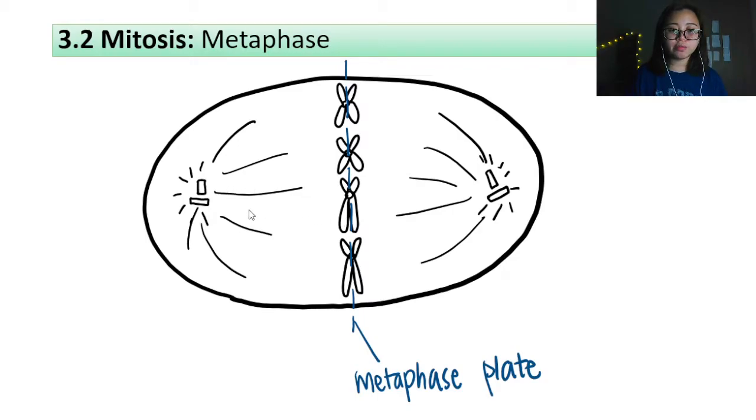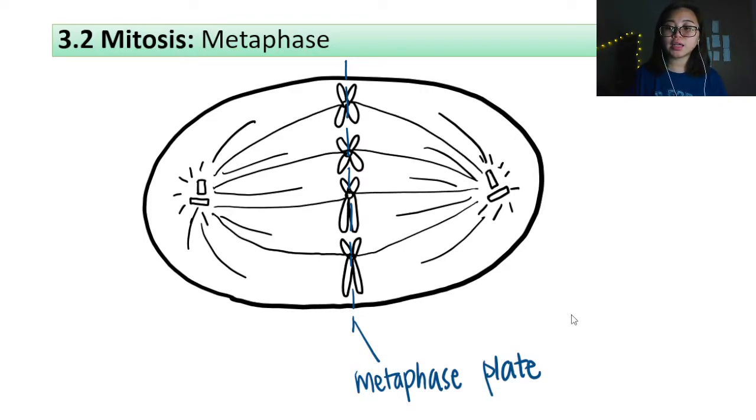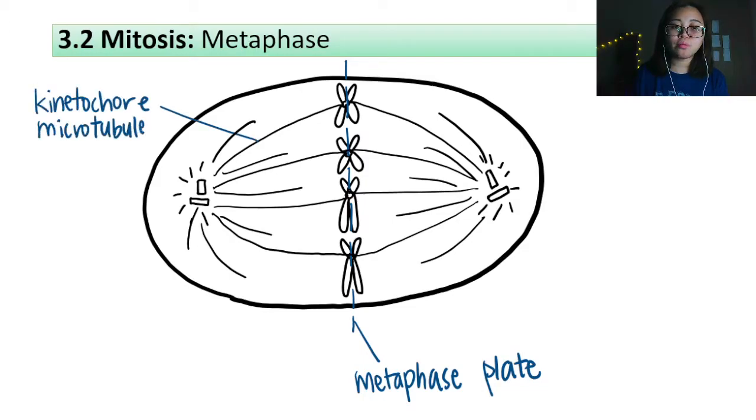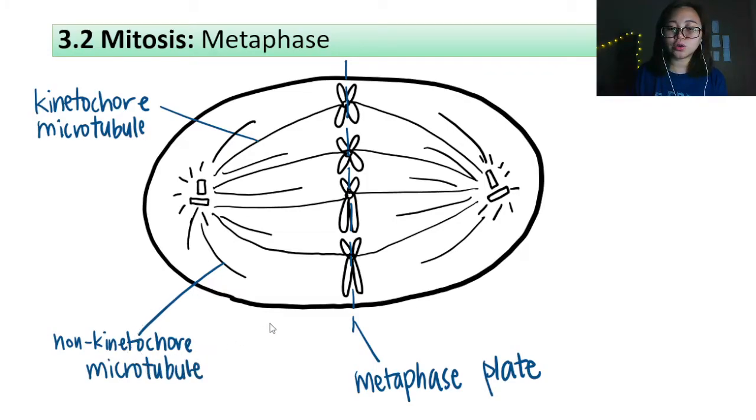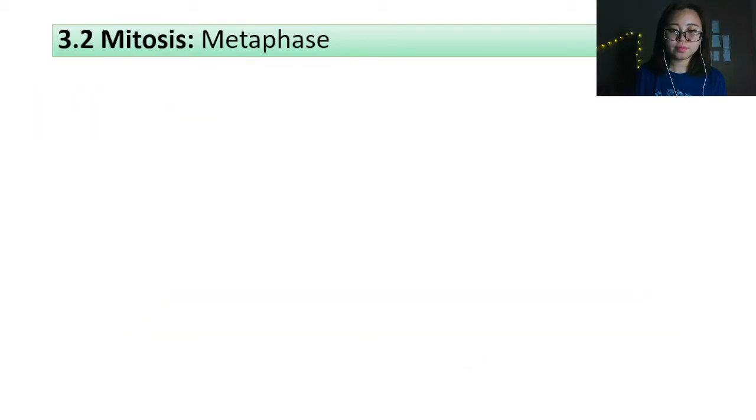And I draw the spindle fibers. Ini ada spindle fiber yang tidak bersentuhan dengan kromosom. Ini spindle fiber yang bersentuhan dengan kromosom. Ada kiri dan kanan. Kemudian saya akan label. Okay, now I'll label. This is the kinetochore microtubule. Yang bersambung dengan kromosom adalah kinetochore microtubule. Yang tidak bersambung adalah non-kinetochore microtubule. This is centrosome.